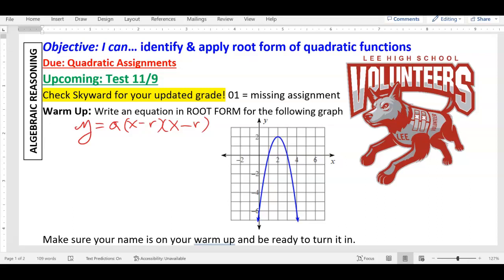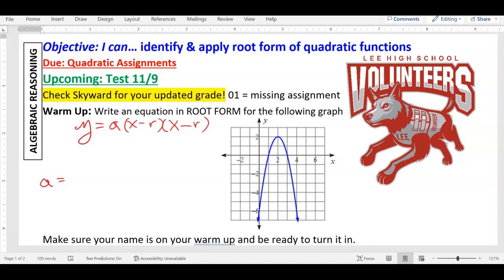First thing we need to figure out, what is A? Okay, now A stands for your scale factor. Now how can I figure out A from this graph? Classic. Start at the vertex, and how do I find the A? What do I do? Rise over 1, okay? Make sure it's just however much you rise over 1.